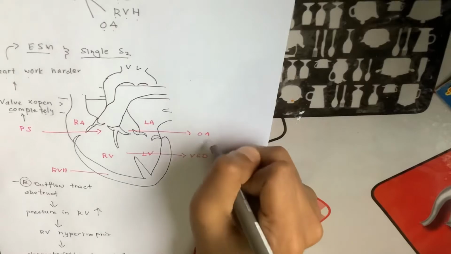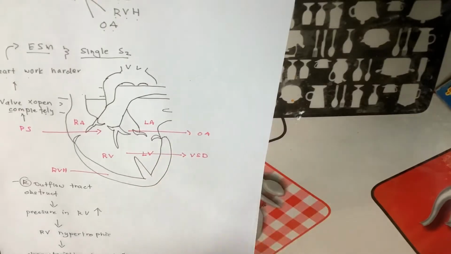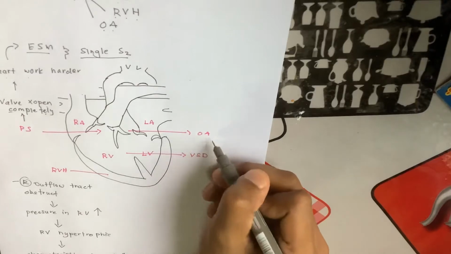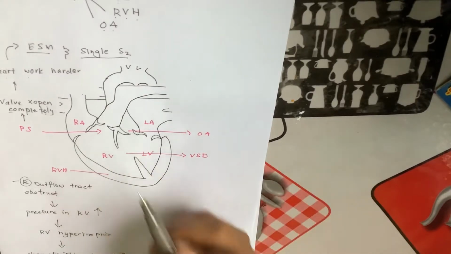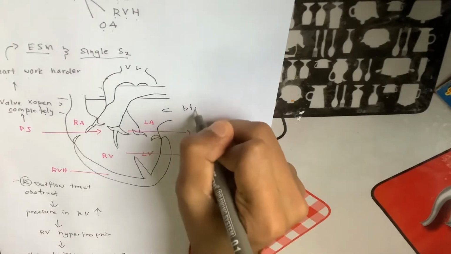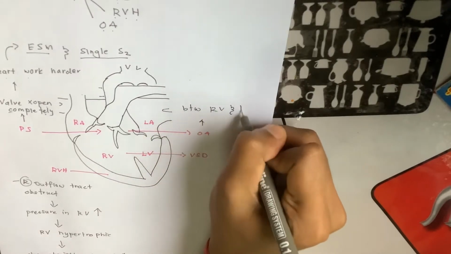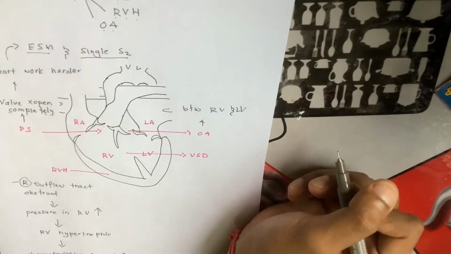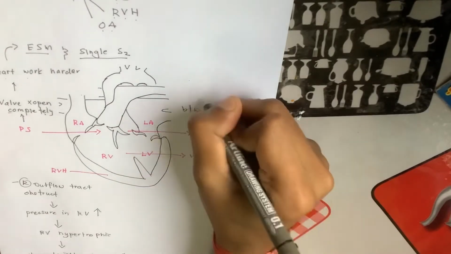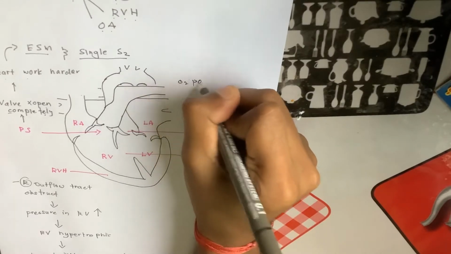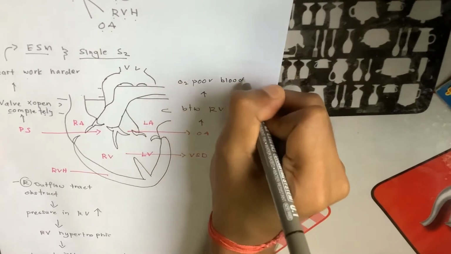Third is overriding aorta. The normal location of the aorta should be in the left ventricle, but the overriding aorta refers to the aorta located between the right and the left ventricle, between RV and LV. Thus the blood from the right ventricle enters the aorta. Oxygen-poor blood enters the aorta.